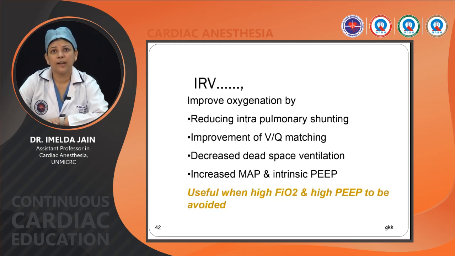The inverse ratio ventilation helps in improving the oxygenation by reducing the intrapulmonary shunting, by improving the ventilation perfusion mismatch, by decreasing the dead space ventilation, by increasing the MAP and the increasing P. However, the inverse ratio ventilation should only be used when there is a very high requirement of FiO2 and very high requirement of PEEP. So, in patients of shock, when you cannot deliver very high PEEP, the inverse ratio ventilation can be used.